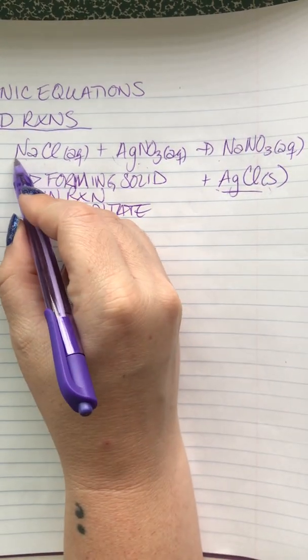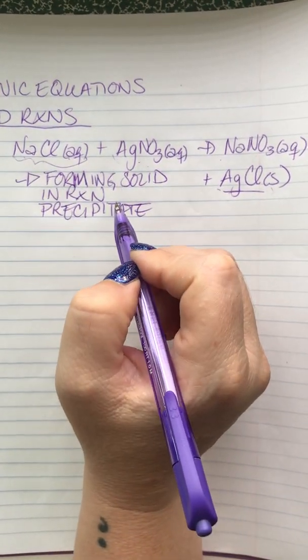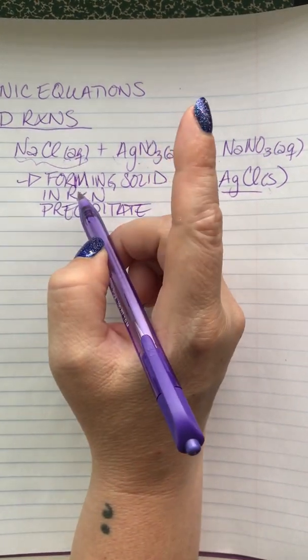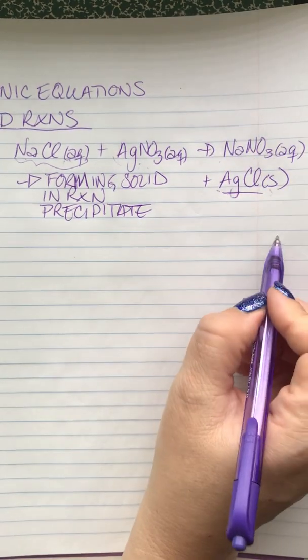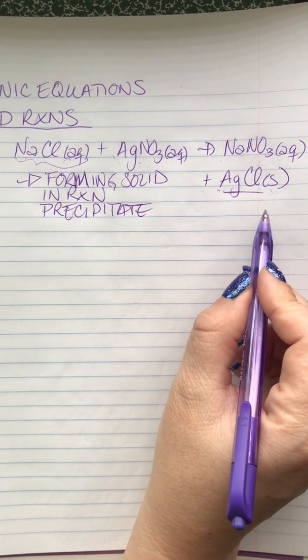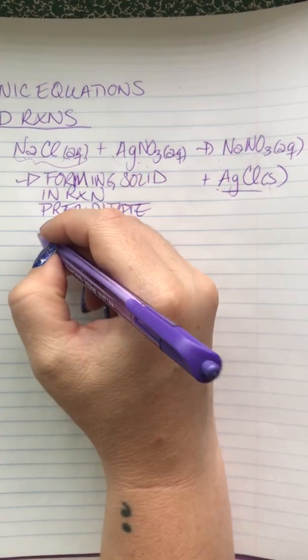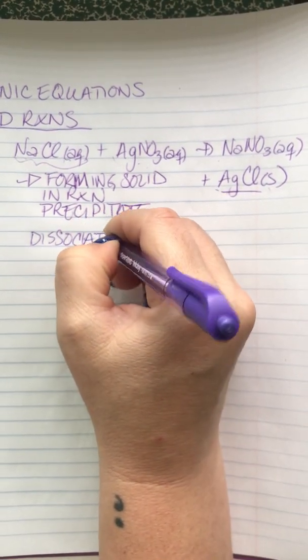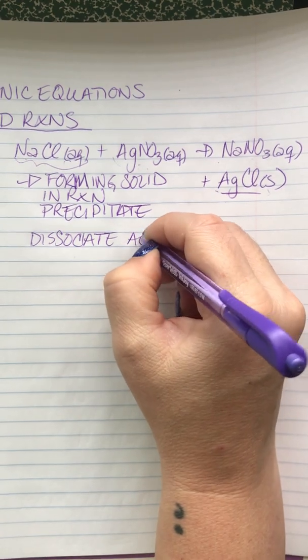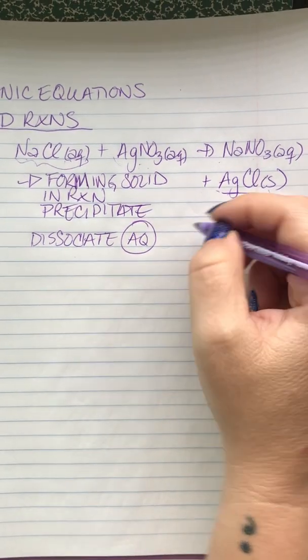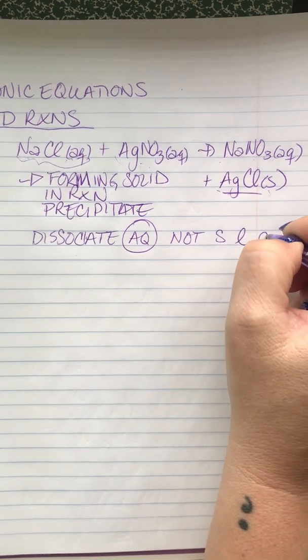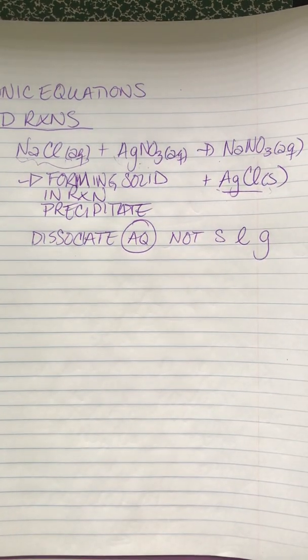So if we break up everybody, meaning we're dissociating all of the ions that are aqueous, right? We can only dissociate things that are aqueous, not solids, not gases, not liquids, okay?